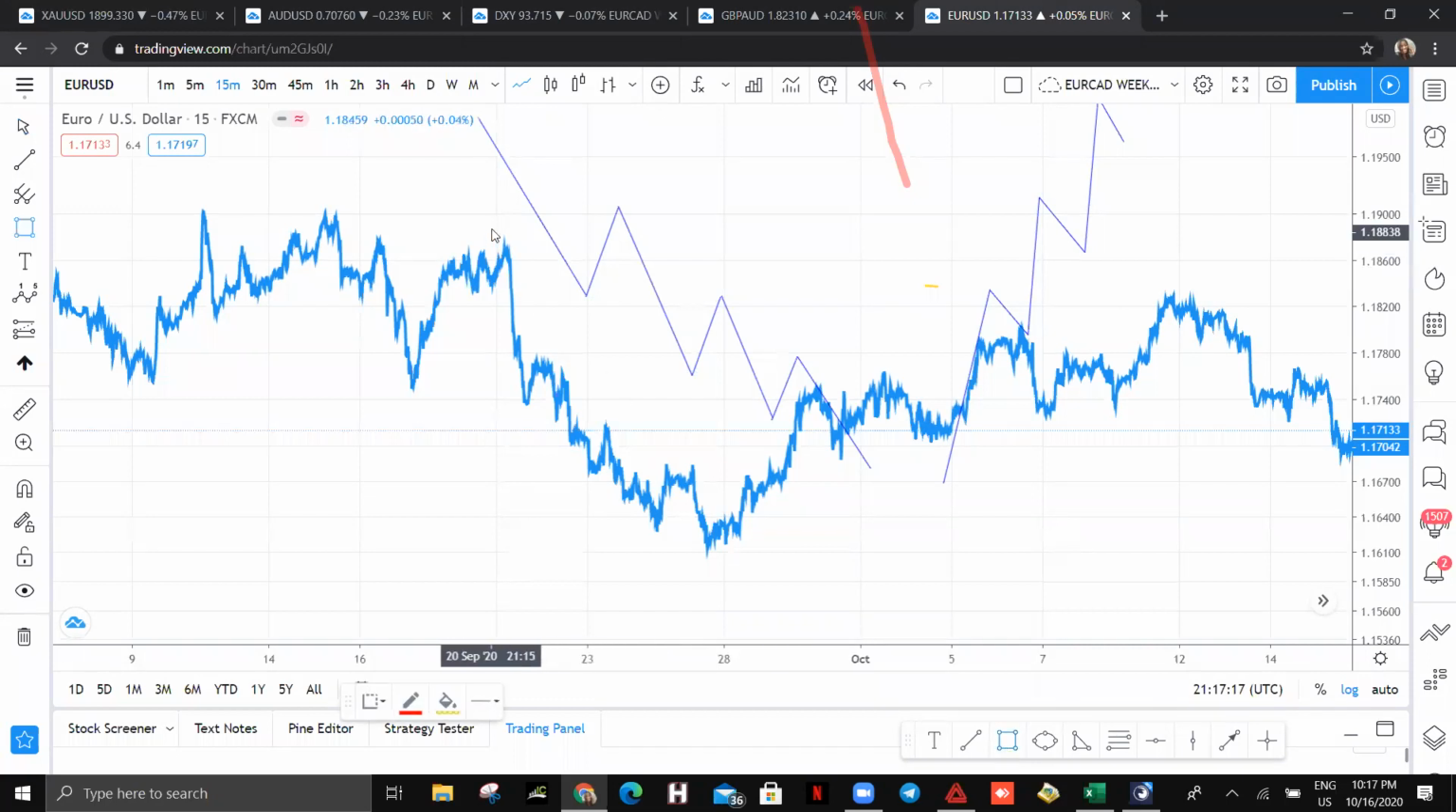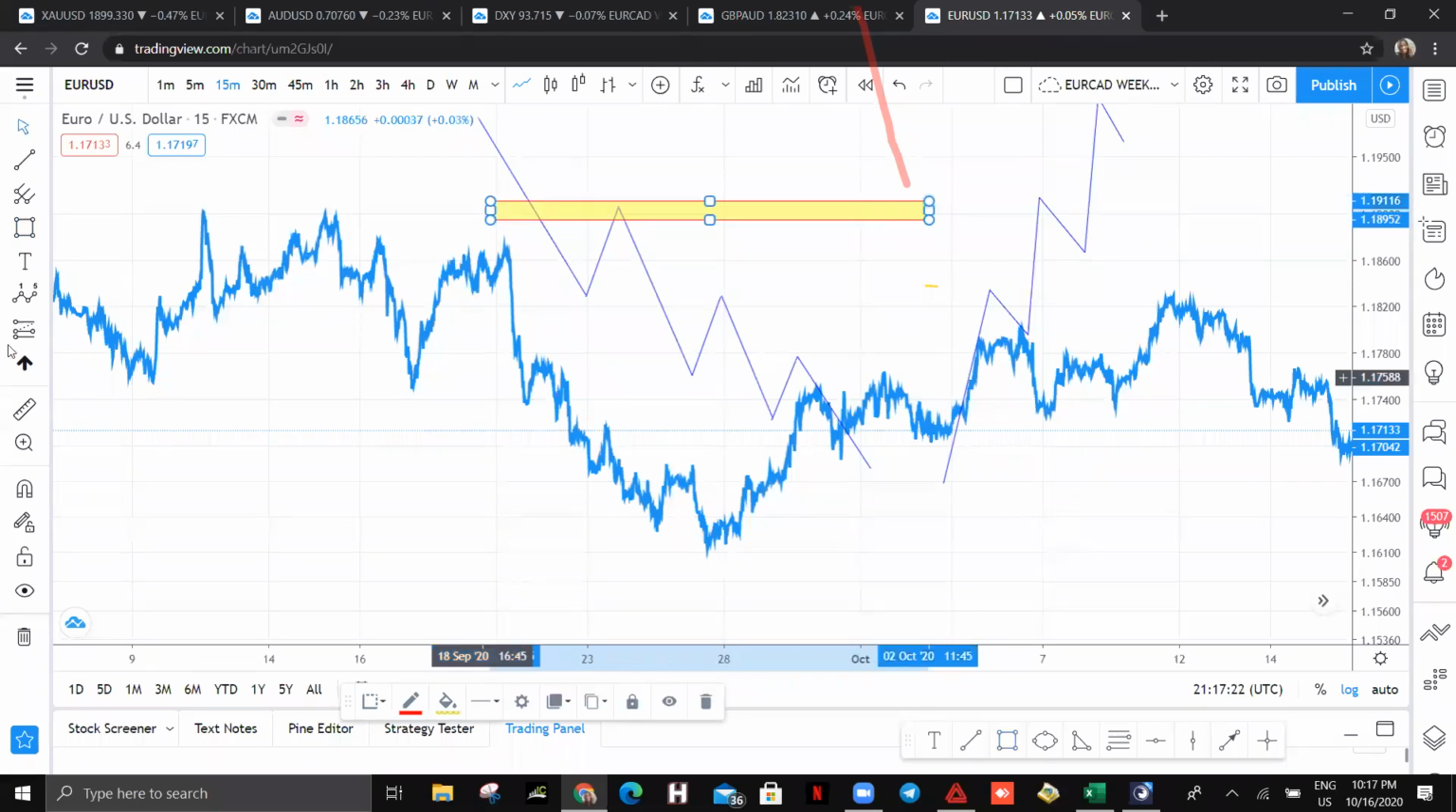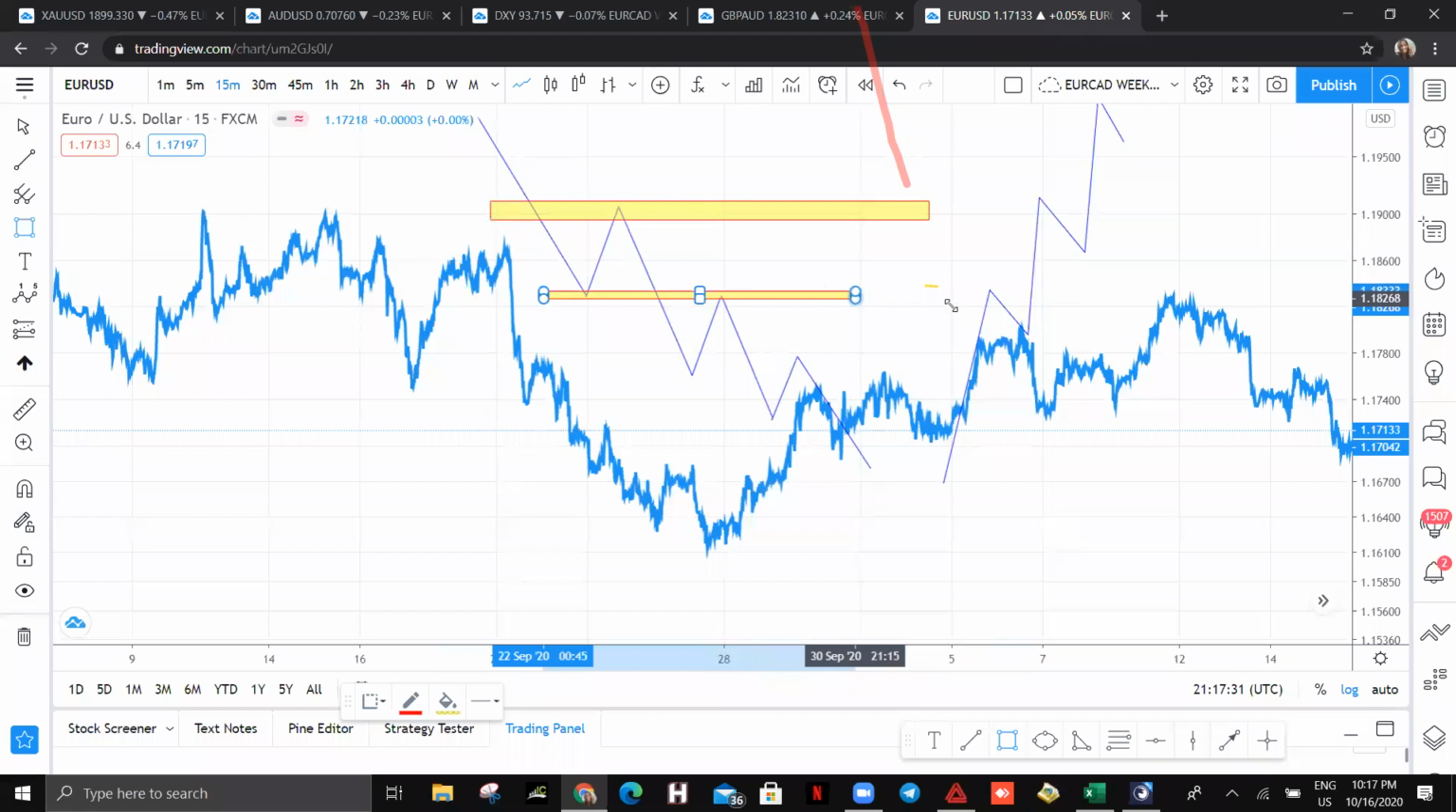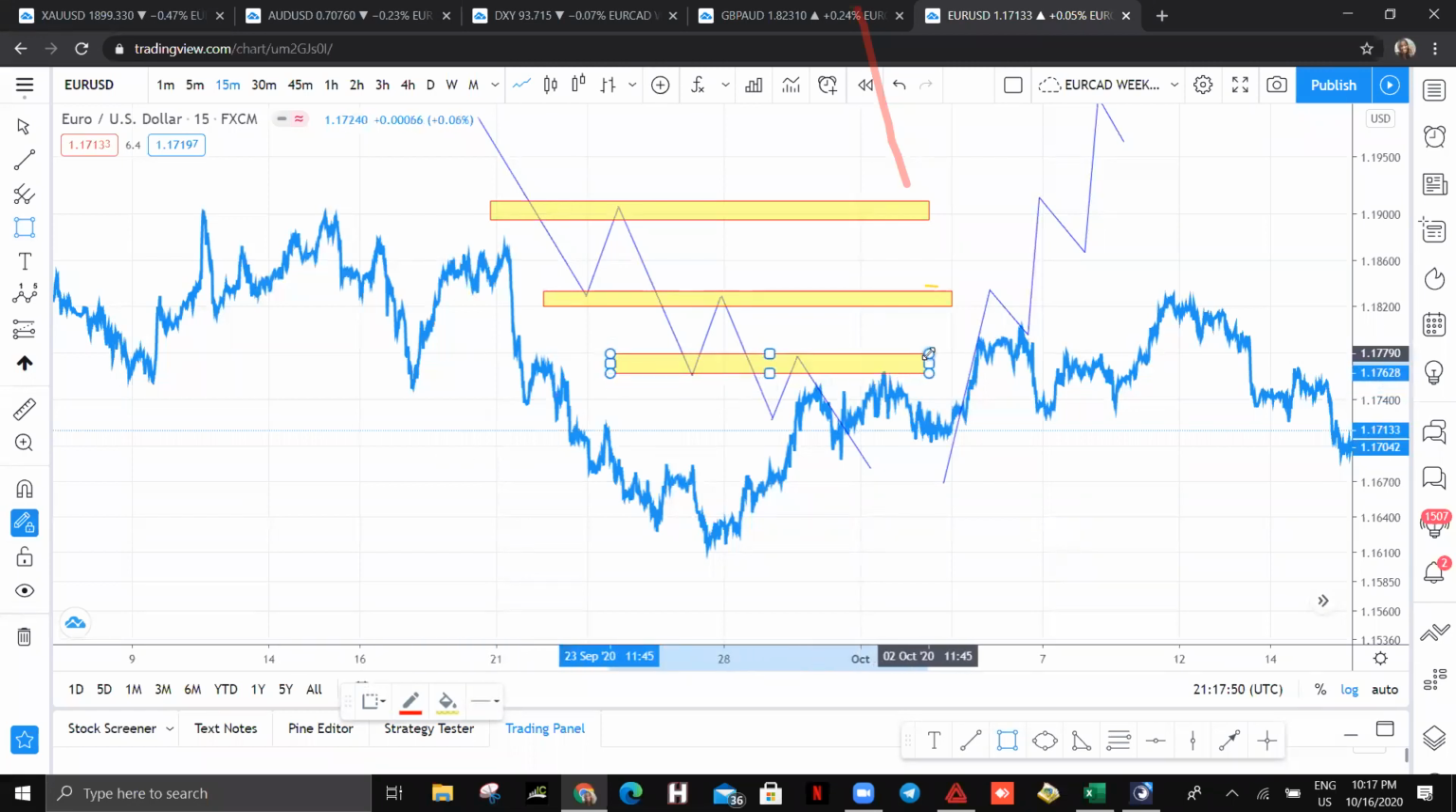Let me draw it first. This is your resistance zone. This is your support zone. This is now your support. Okay. Now let me explain this.